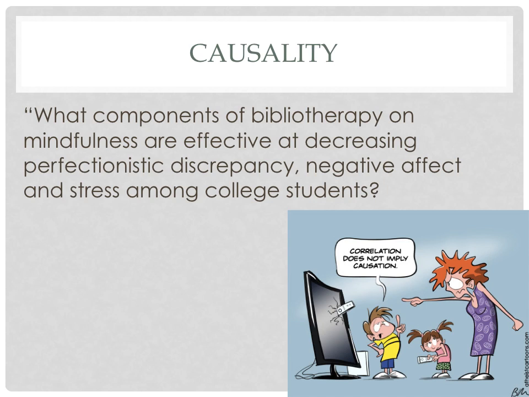And we can use that question to determine causality. Like what components is the independent variable, and then the 3 outcome variables or dependent variables are decreasing perfectionistic discrepancy, negative affect, and stress. And with this example, it'd be a quantitative approach that we're taking. So try out this particular criteria with your current topic. See if you can come up with a research question that looks at causality. Write it down and we can use it later for our discussion board.